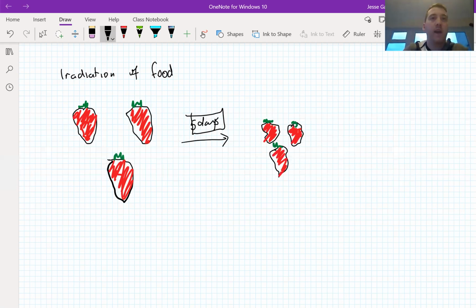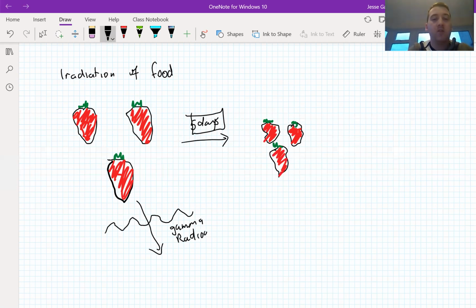Definitely not edible. The other option is you can take your strawberries and use gamma radiation. So you can basically fire gamma radiation at them. Now, how can we do this? Well, we need to take a source of gamma radiation. A classic source of gamma radiation is an isotope called Cobalt 60. So we take Cobalt 60 and we use the gamma radiation that comes off it.